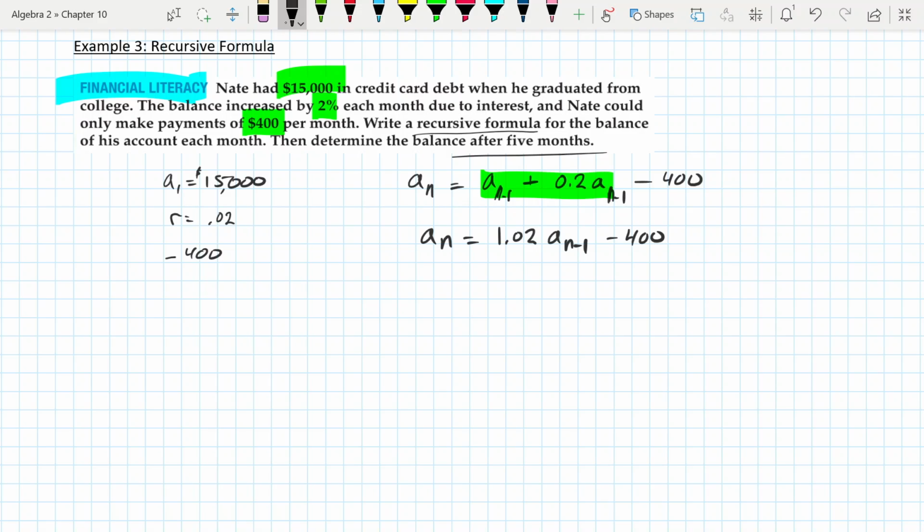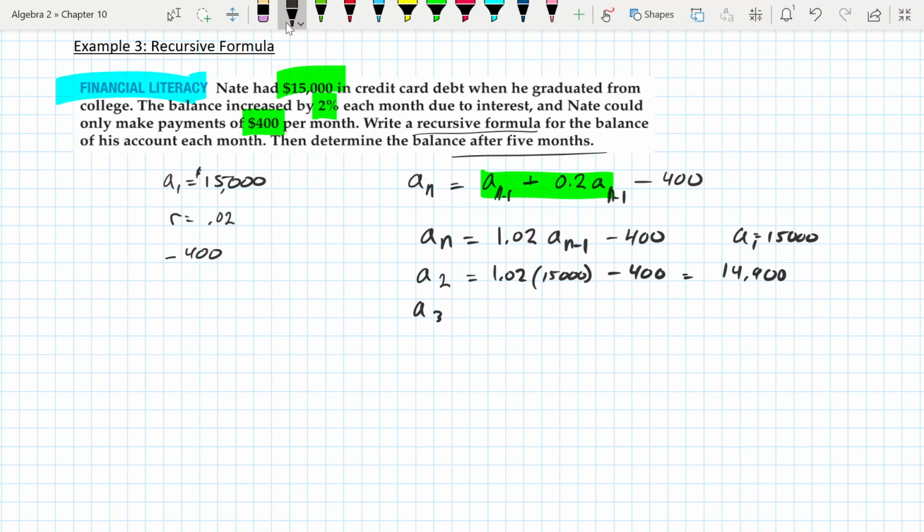Let's go ahead and figure this out. And we know the first month is 15,000. So let's go ahead and figure out the first 5 months. A sub 2 equals 1.02 times 15,000 minus 400. So 1.02 times 15,000 minus 400, and I get 14,900.